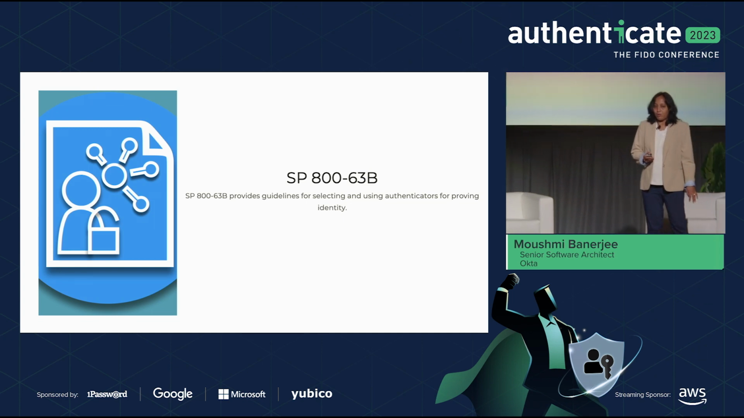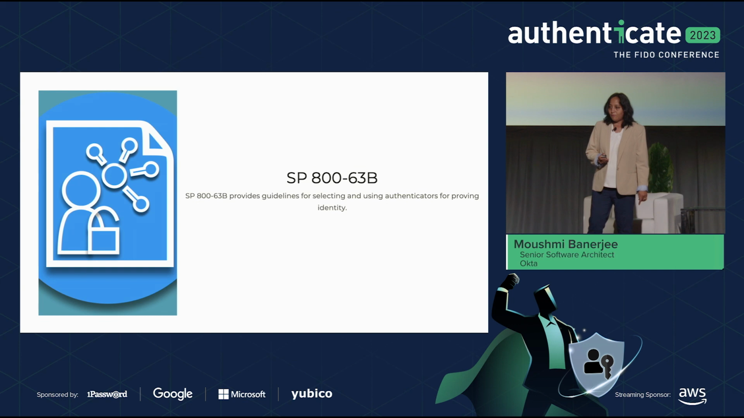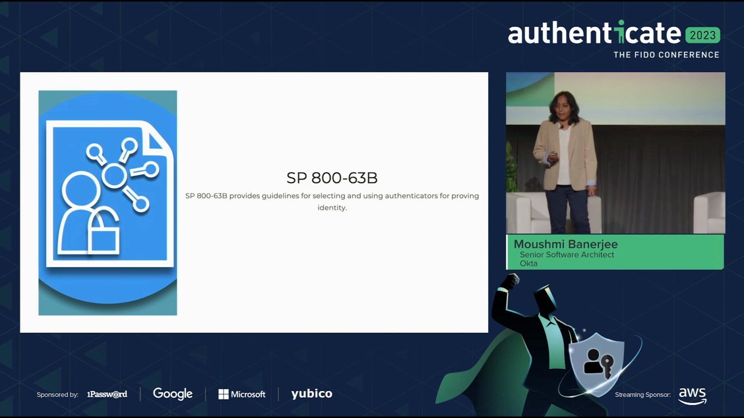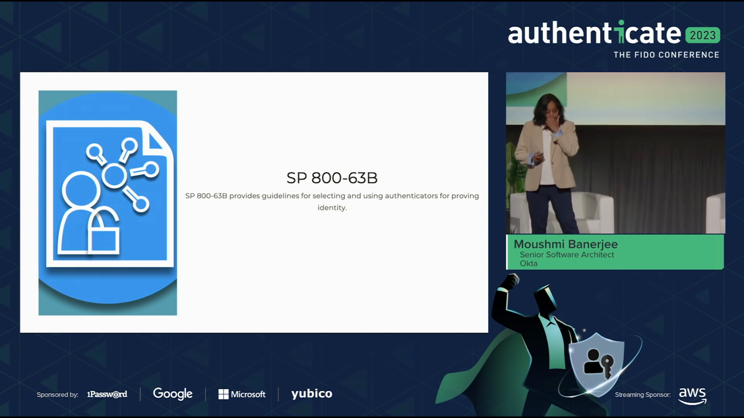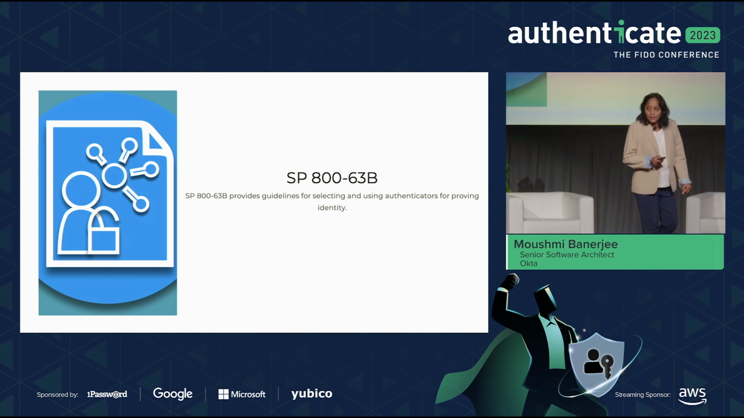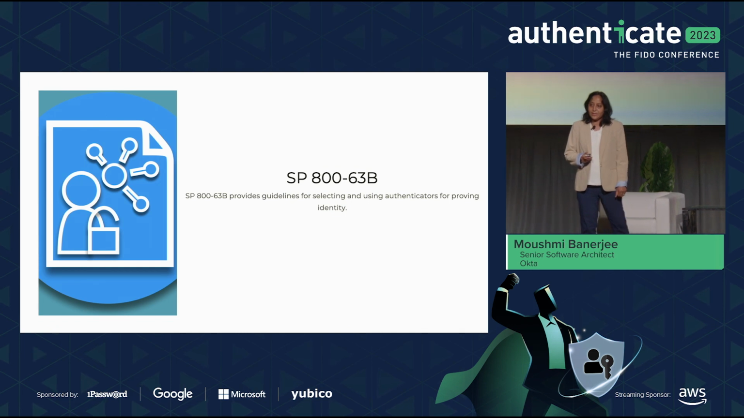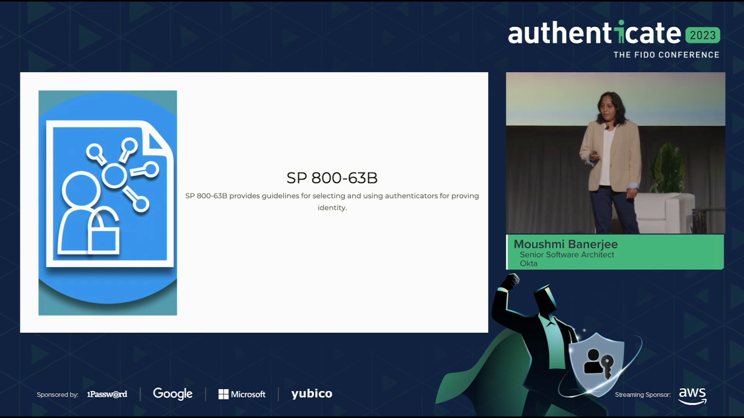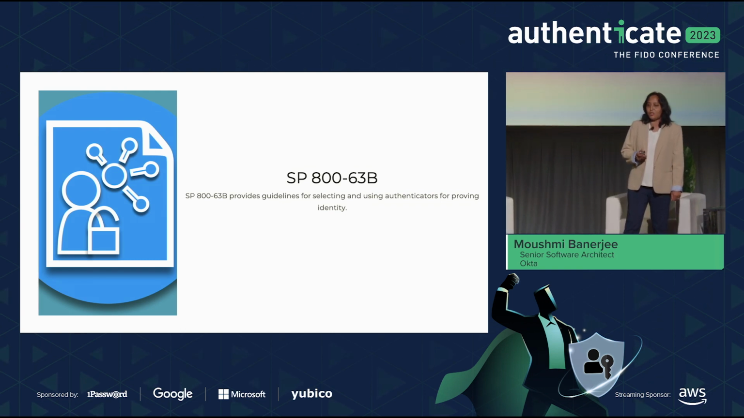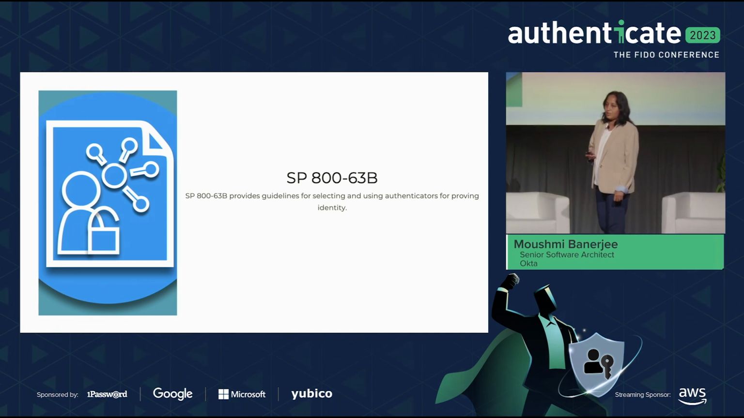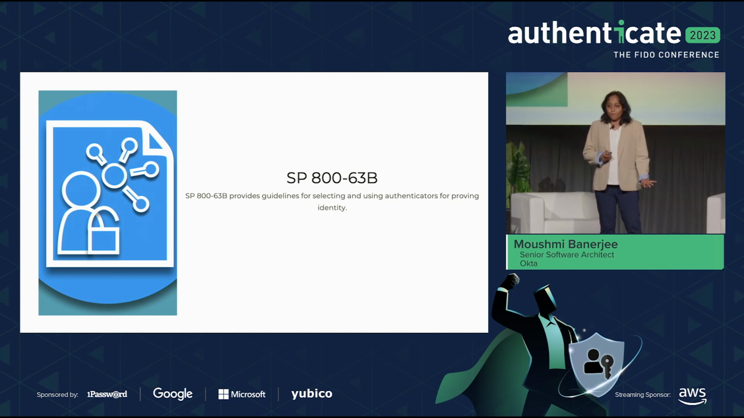It's a 4-volume document suite for digital identity guidelines. SP 800-63A focuses on enrollment and identity proofing. In this talk, I'm going to focus on SP 800-63B, which focuses on authentication and lifecycle management. There's another revision of SP 800-63B, Rev 4, which is in the draft state, which talks a little bit about passkeys. There's SP 800-63C, which talks about assertions and federations. So there are 4 volumes of digital identity guidelines provided by NIST.